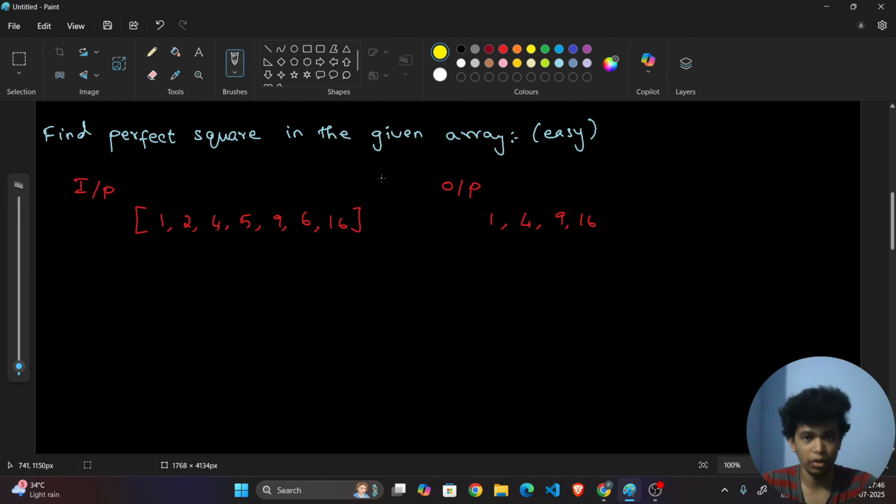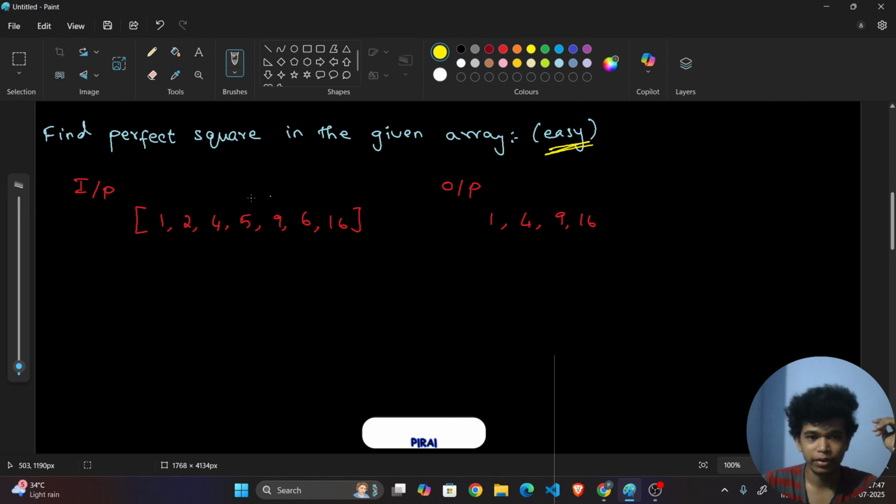In the series of Soliton interview questions, today we are going to see a question called find perfect square in the given array. It is categorized as an easy problem, and it is pretty easy to solve with the brute force approach. But if you want to solve it in an optimized approach, it will be slightly medium level, like easy-medium level. It is not much hard.